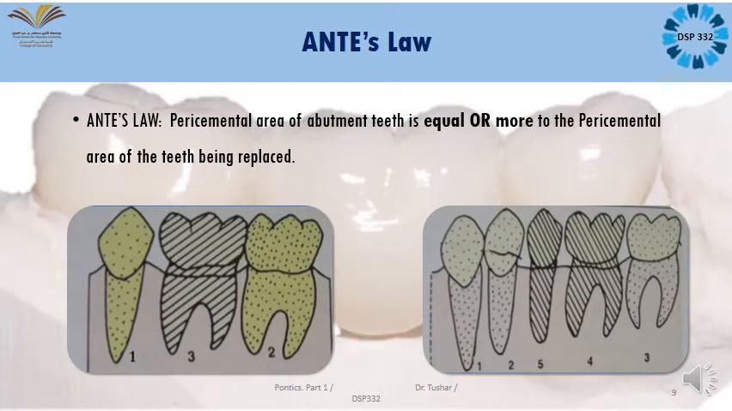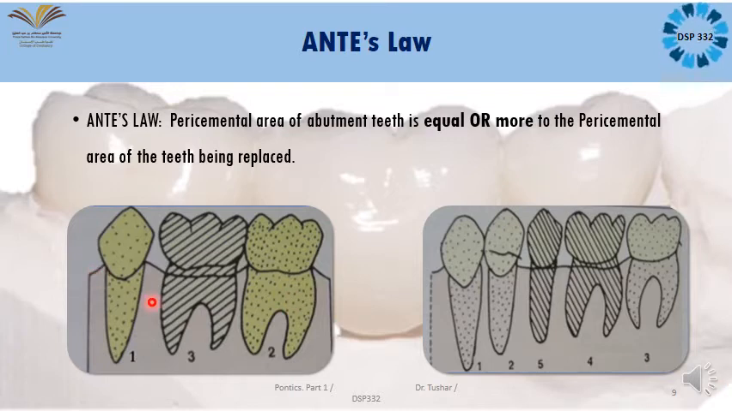Basically, what do we mean by the pericemental area of the abutment tooth? The pericemental area of the abutment tooth means the root portion which is embedded into the socket. There is a periodontium, and this area of the root embedded into the socket is called the pericemental area of the abutment. Clear? Right.